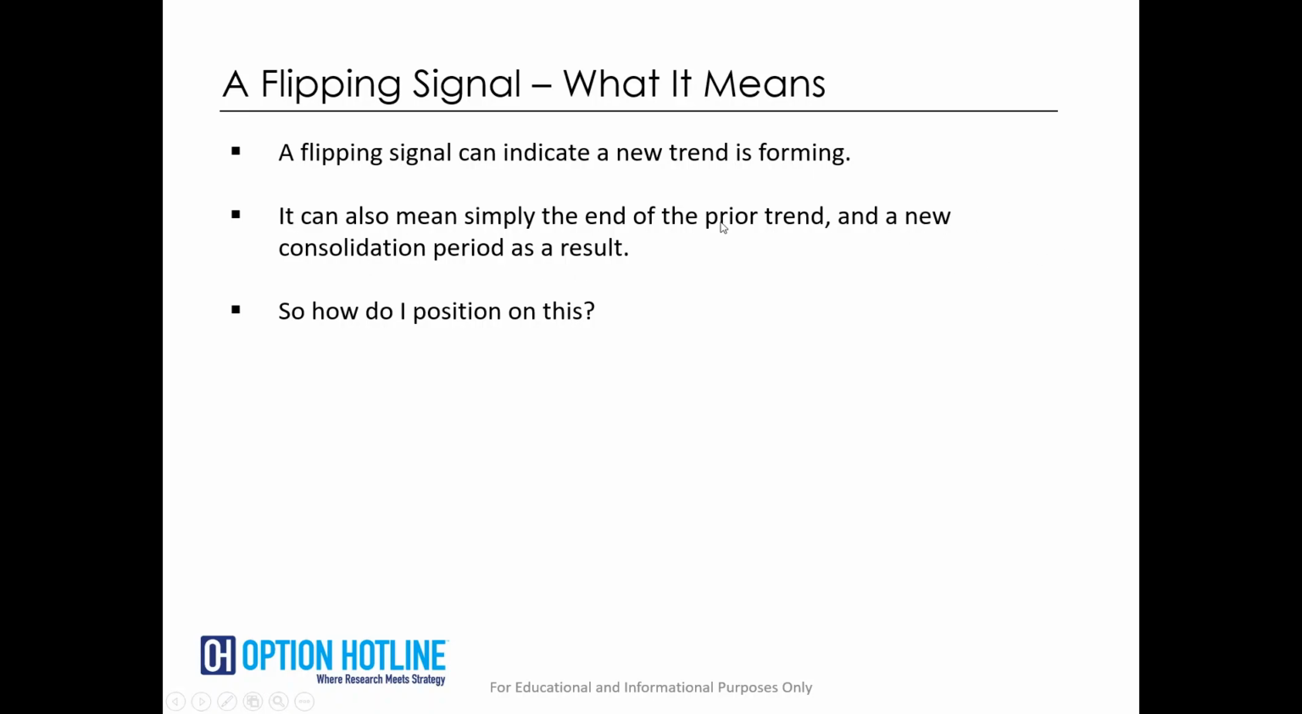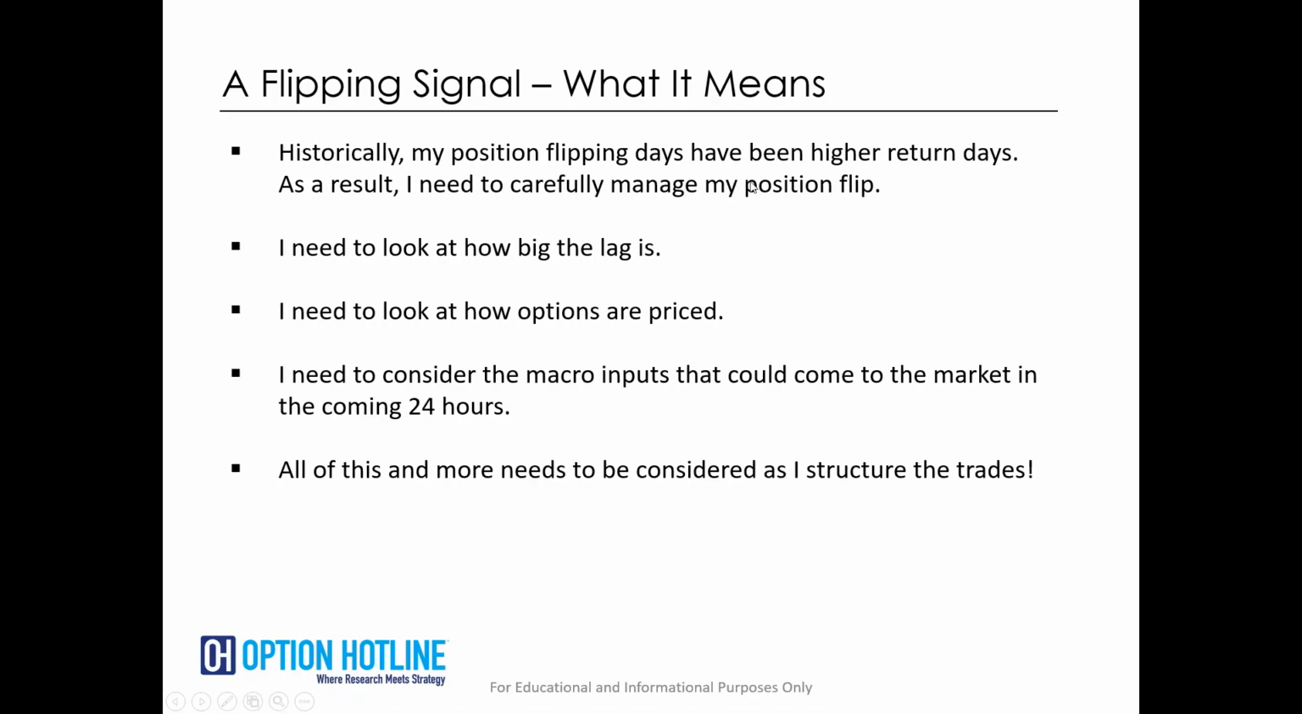So I have to determine what kind of flip we're doing. Is it the end of a prior trend and a new consolidation period or a big new trend? And how do I position when I do that? Well, my flipping days have been high return days, so I generally think of those as potentially good leverage days. But the market has to provide that leverage. If I can't get cheap leverage in the options, then I'm overpaying for leverage, and that's going to be a mistake. What if we got that big lag like we've got in gold, silver, and the yen right now?